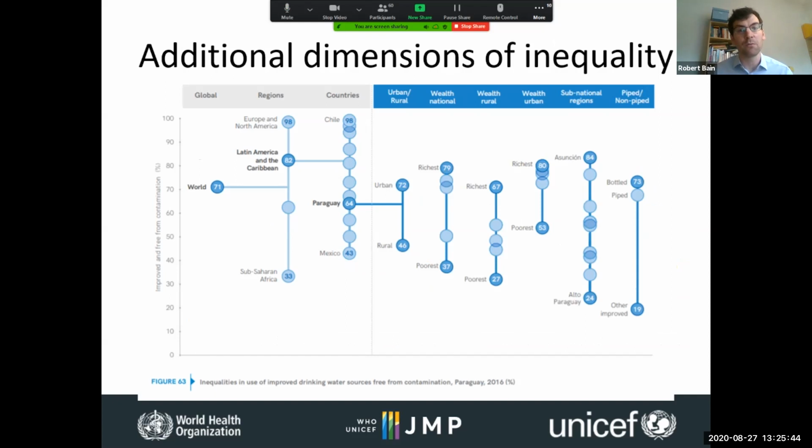These data also enable comparisons between and within countries. So this chart from the JMP 2019 household update shows inequalities in the proportion of the population using improved sources of drinking water, which are free from contamination, and focuses in on Paraguay, which is one of the mixed surveys that included water quality testing. And what we see is there are marked differences by wealth and by subnational region in Paraguay. And these data suggest that households in the poorest rural quintile and in Alto Paraguay use drinking water that's at least as likely to be contaminated as the average for sub-Saharan Africa.